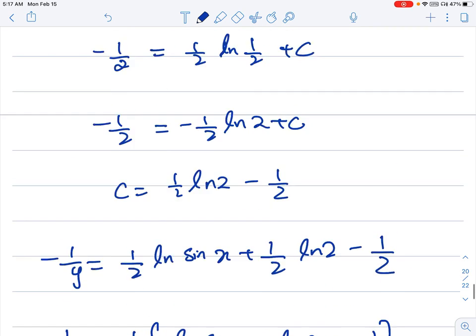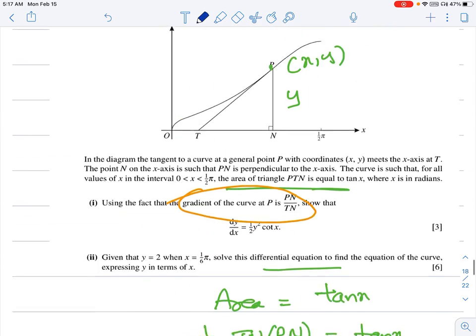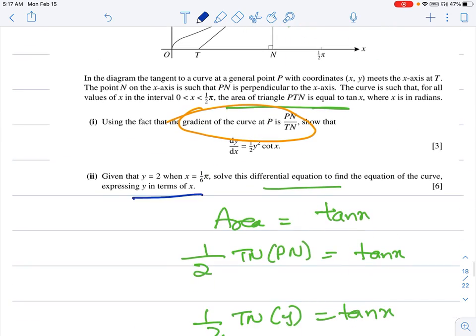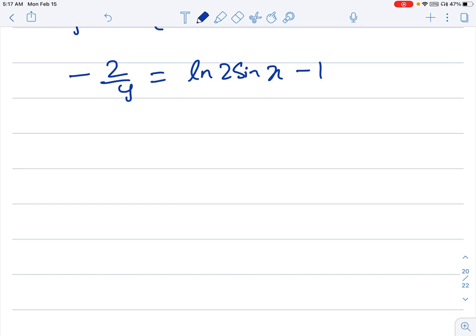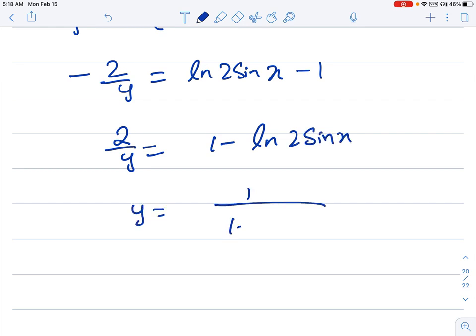But the question is to make y in terms of x. Y in terms of x. So making y in terms of x, 2 by y is equal to 1 minus ln 2 sin x. So y is equal to 2 by 1 minus ln 2 sin x.